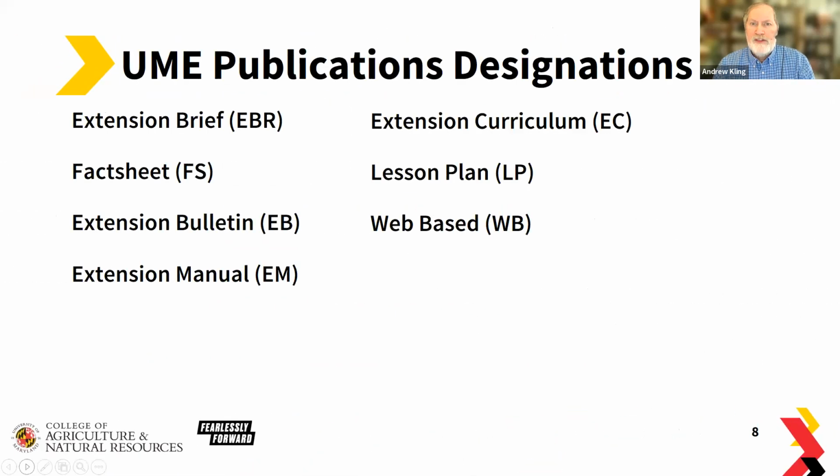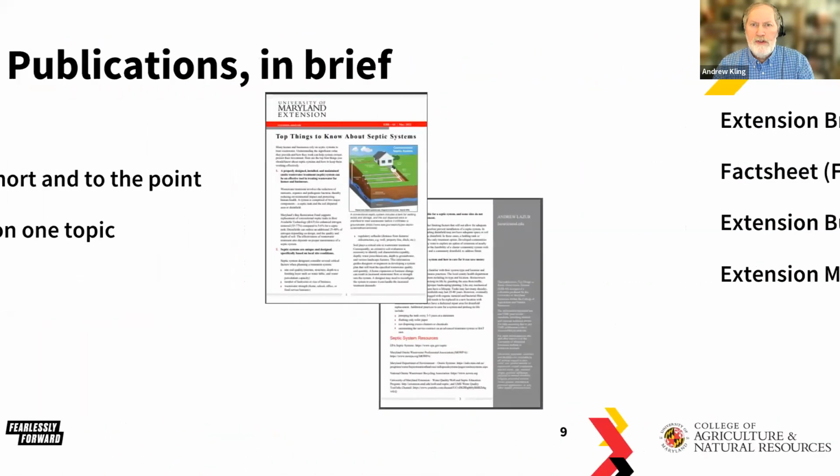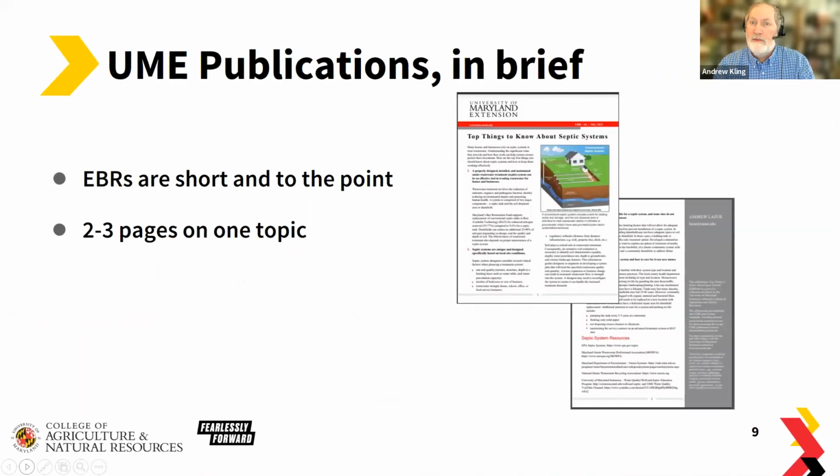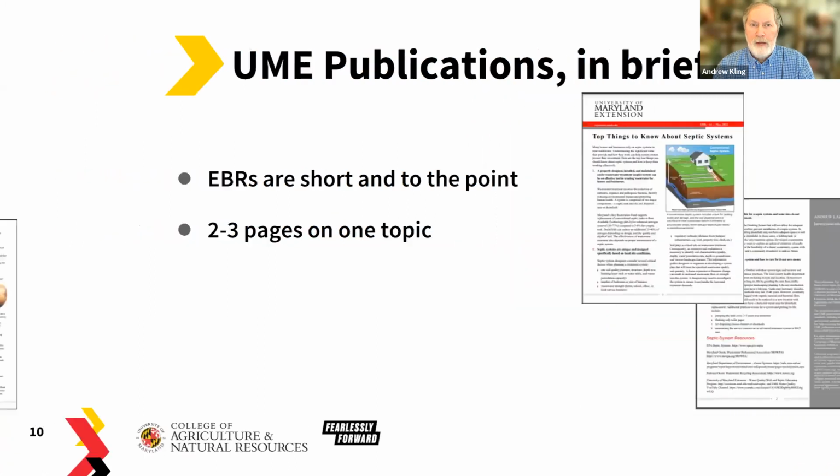Now with UME, we've got 7 different designations, 7 different types of publications. And I want to go through each of these real briefly. The shortest one is the extension brief, oddly enough, short and to the point, 2 to 3 pages on one topic. This is one we brought out last year from Andy Lazar, top things to know about septic systems. He went through 5 different things you need to know, writing for a general audience about septic systems. Bing, bang, boom, nice and short and to the point, and got it published.